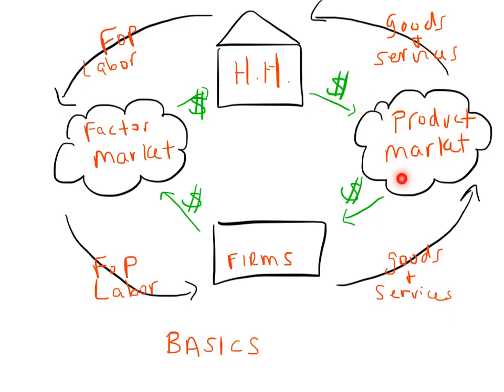The more money you spend in the household, the more the firms can hire factors of production. And the less money that's spent in the product market, the slower this works, the more layoffs we have, and we could be in a recession if the households don't spend enough. And then the firms can't hire workers, and we have a breakdown in the system.